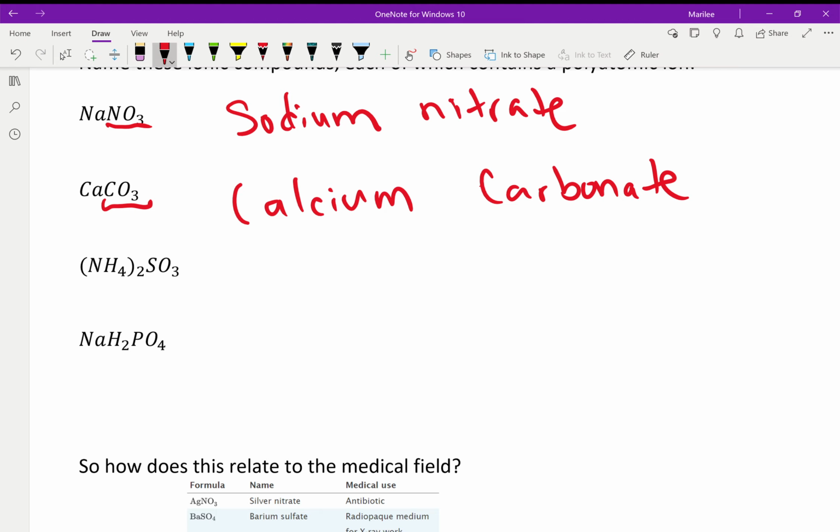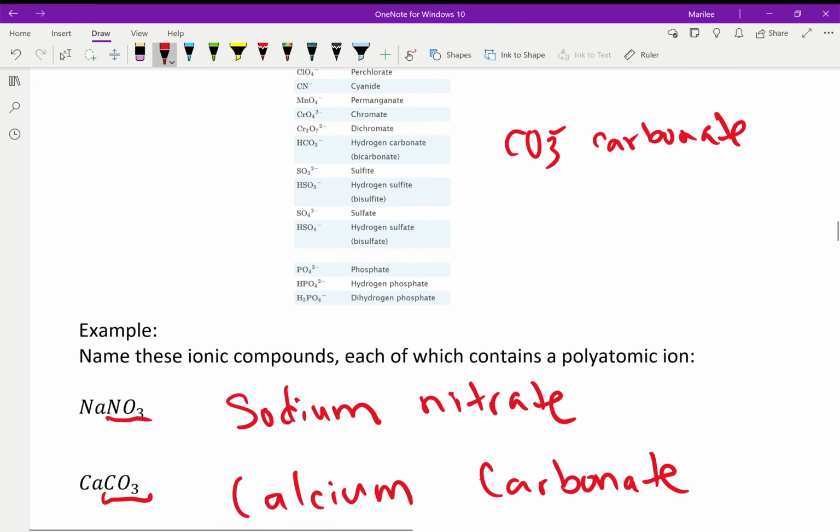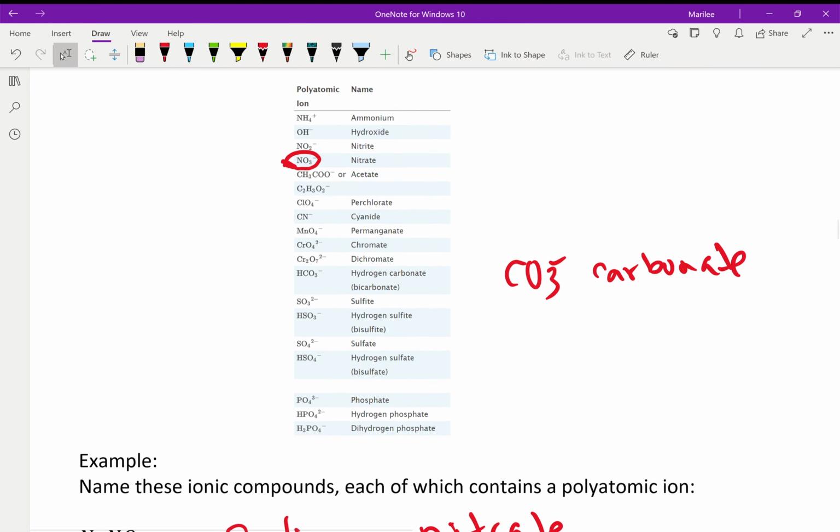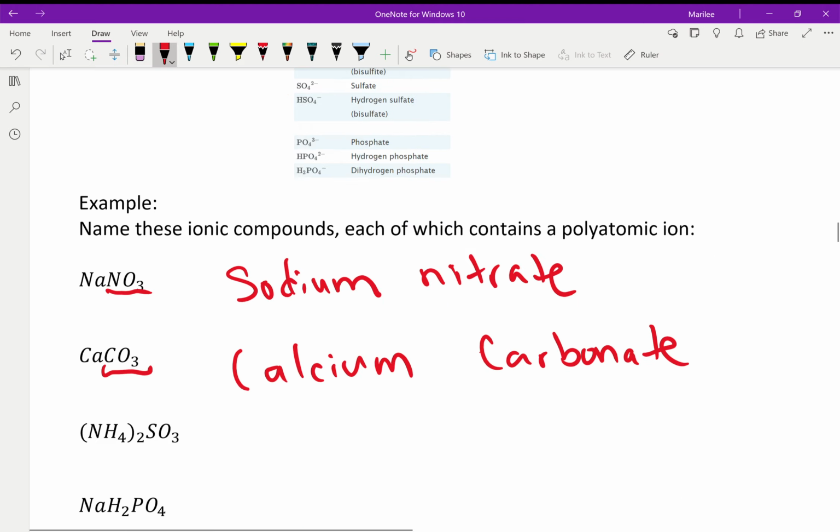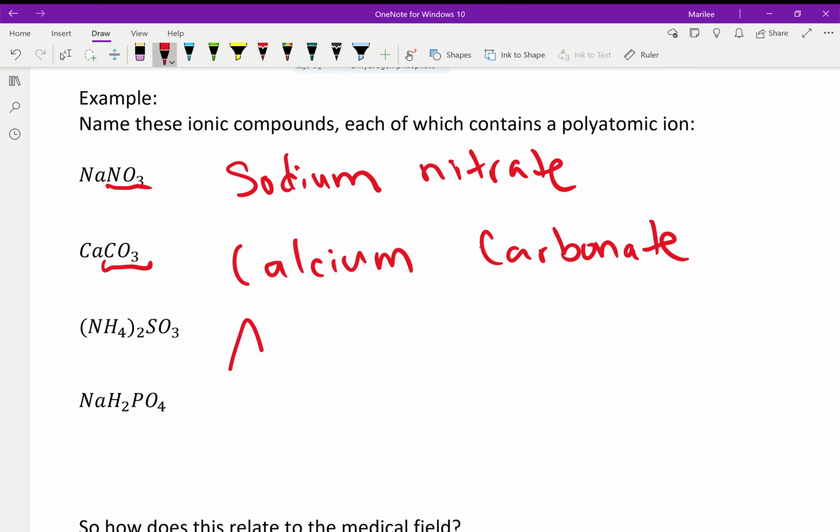Then here we have NH4, SO3. NH4 is our ammonium, and SO3 is our sulfide. So that will be named ammonium sulfide.